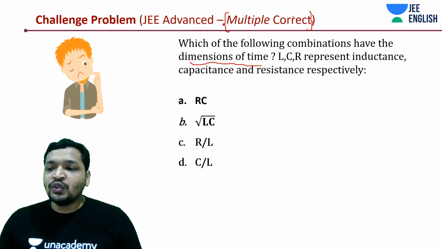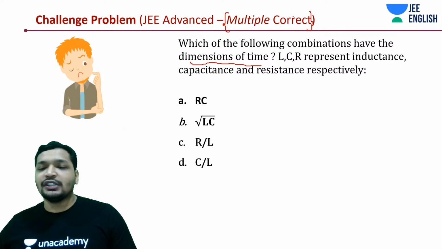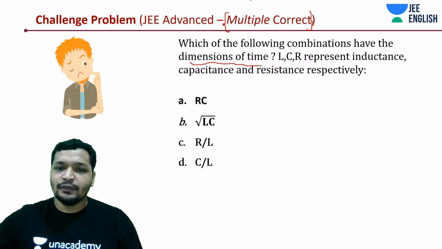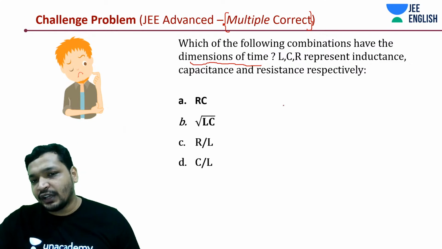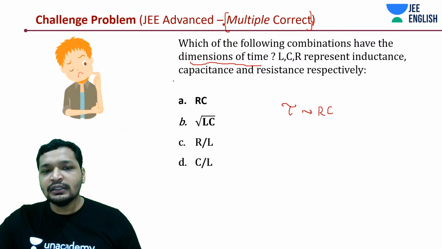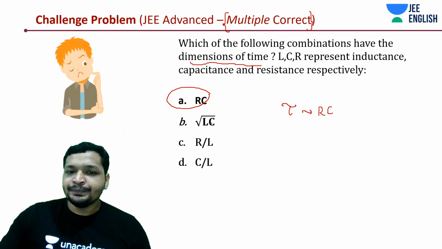What are those two options that correspond to dimensions of time? What is your time constant? If you remember, time constant has dimensions of time, and tau is equal to RC, is it? So option A is correct. This you will read later.